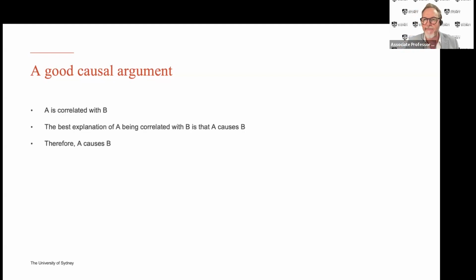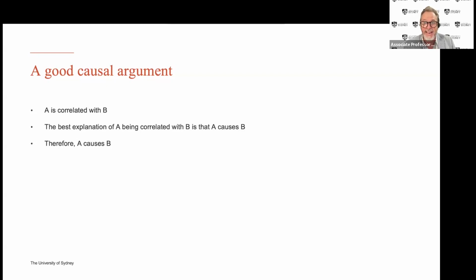So this is a very brief structure of a good causal argument. The first premise is A is correlated with B. We've observed that when A happens, B tends to happen, or something like that. And then the second premise of the argument is the best explanation of A being correlated with B is that A causes B. And the conclusion will be, therefore, A causes B.